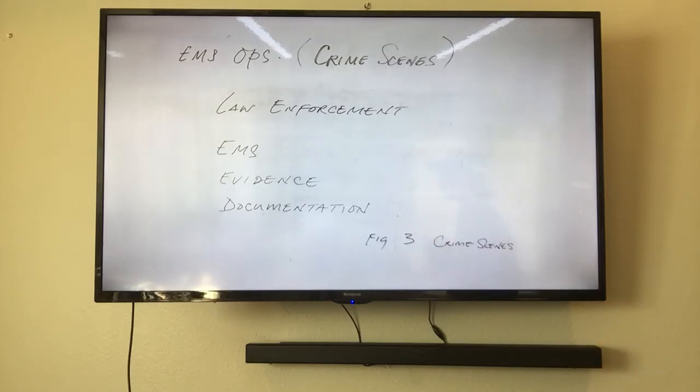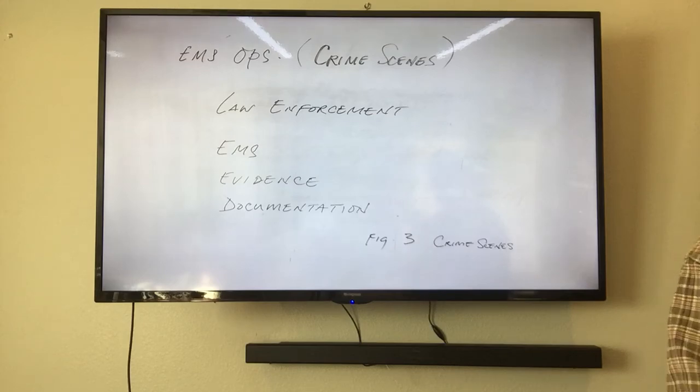The last thing is to provide adequate and very thorough documentation about how the scene looked and what our patients told us directly, and none of this is our summarization. It's usually all in quotations, what our patients are telling us, as the documentation will become part of a legal document in these crime scene investigations.